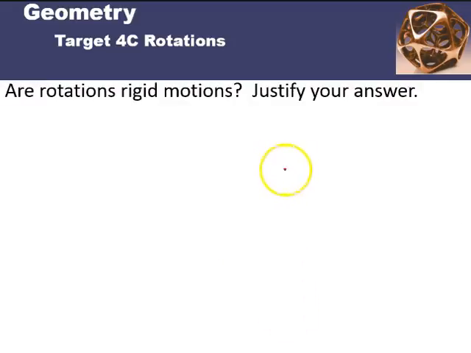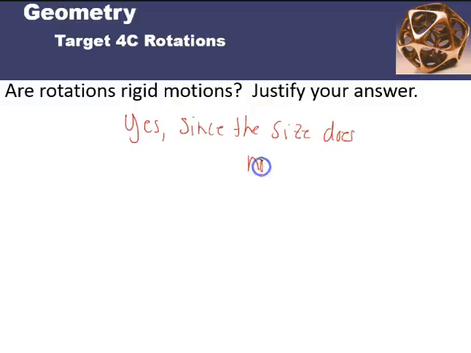Okay, are rotations rigid motions? And the answer is yes. And again, things are rigid motions if they preserve size. So that means size doesn't change. Yes, since the size does not change. So it doesn't matter if you spin it, it ends up the same size. All right.